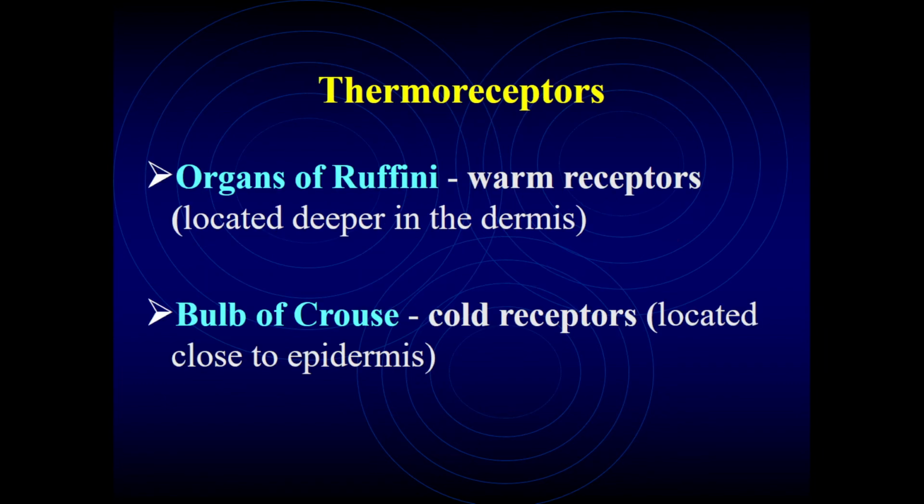The next type of skin sensation is temperature sensation. Temperature skin sensitivity provides information about the temperature of the external environment, which is important for the process of thermoregulation. About the types of thermoreceptors: there are organs of Ruffini and bulbs of Krause.